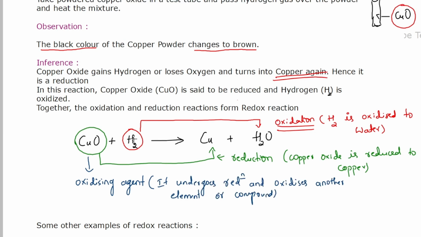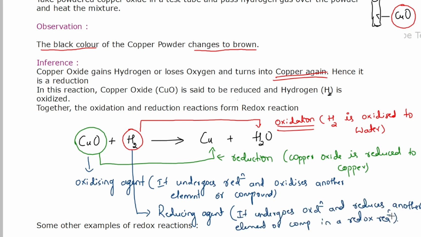And see here, this hydrogen has gained oxygen and undergone oxidation. It has helped copper oxide to get reduced. So it helps in the reduction. We call it a reducing agent. This hydrogen is called a reducing agent. What do we mean by reducing agent? It is one which itself undergoes oxidation and reduces another element or compound in a reaction.